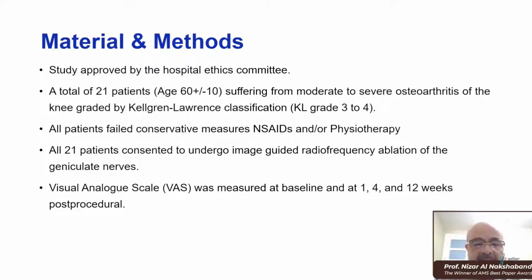All patients failed conservative measures with non-steroidal anti-inflammatory drugs or with physiotherapy. All 21 patients consented to undergo image-guided radiofrequency ablation of the geniculate nerves. A visual analog score was measured at baseline, 1 week, 4 weeks, and 12 weeks post-procedure.